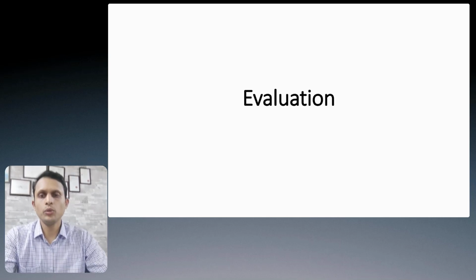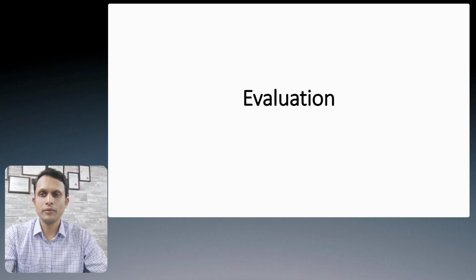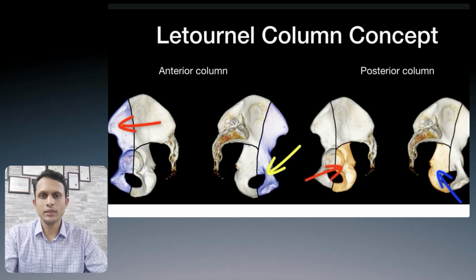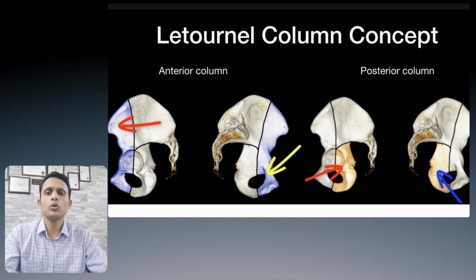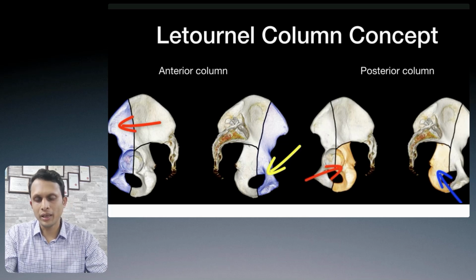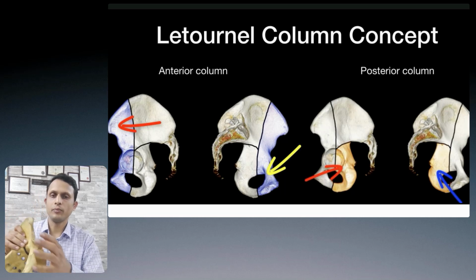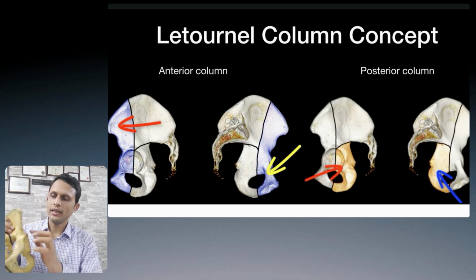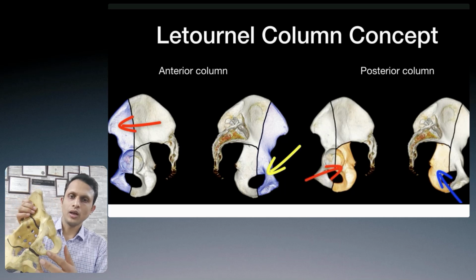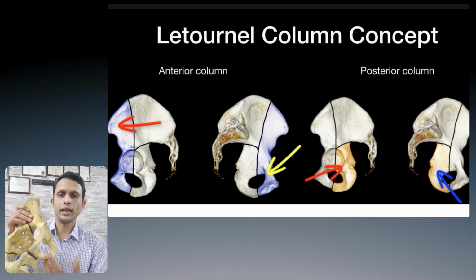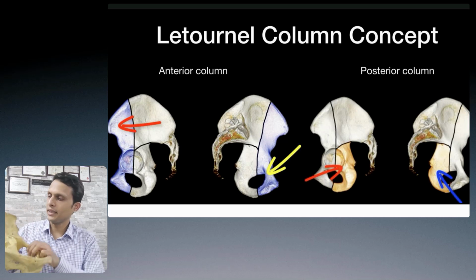So what do we evaluate whenever we get a fracture acetabulum patient? Letournel developed the concept of columns, which is widely used throughout the world even now. There are two columns that we are interested in for management of acetabular injuries. There is an anterior column, highlighted in blue. You can see it extends right behind the anterior superior iliac spine and goes all the way up to the midsection of the inferior pubic ramus. So this is the anterior column.